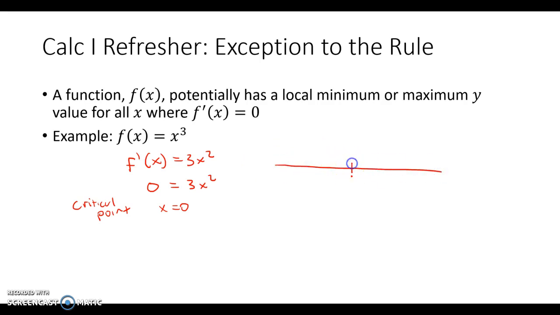Well, let's again draw this line, and I'm pretending I kind of have a y-axis here. That's what I'm really doing. There's x equals 0.